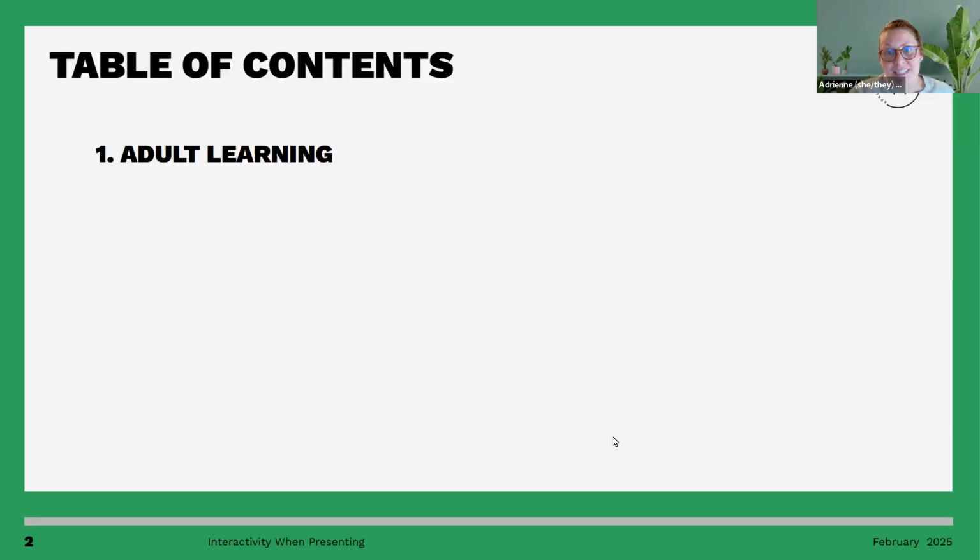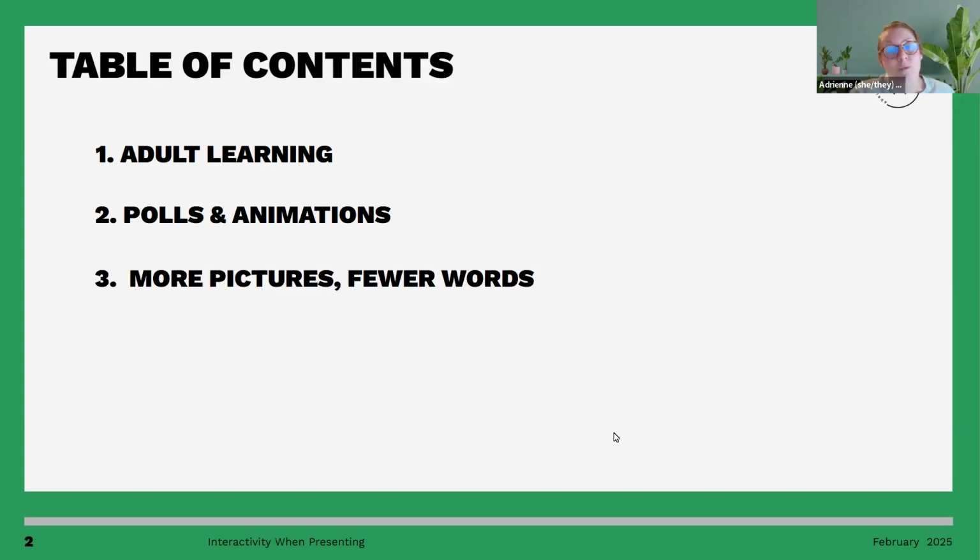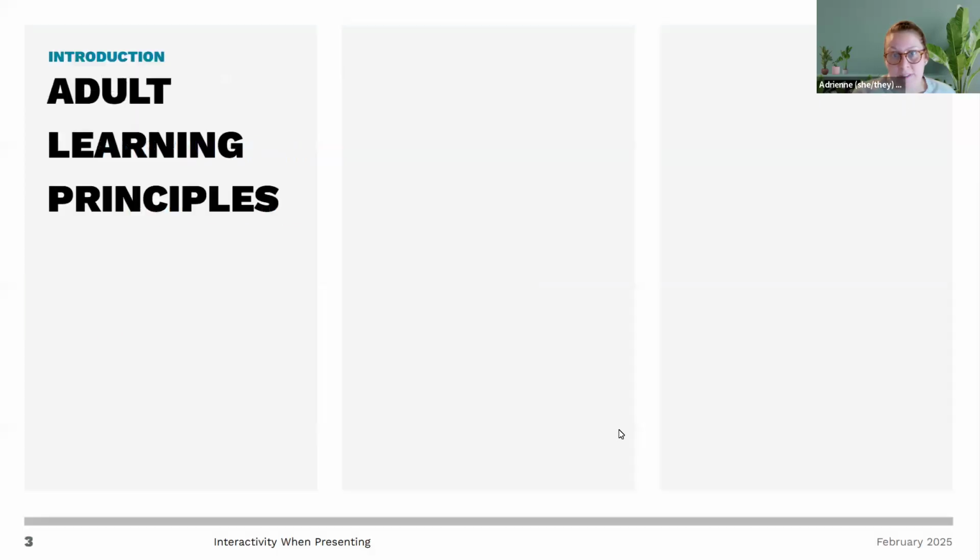We're going to get started today by talking about how adults learn, then discuss how we keep adult learners engaged through polls and animation. We'll talk about the power of pictures and icons over words, and then do a brief recap. So, to get started, how do adults learn? And in particular, how do they learn in virtual settings?